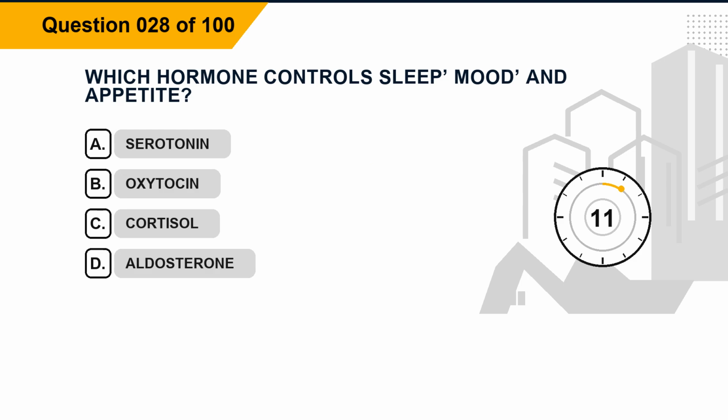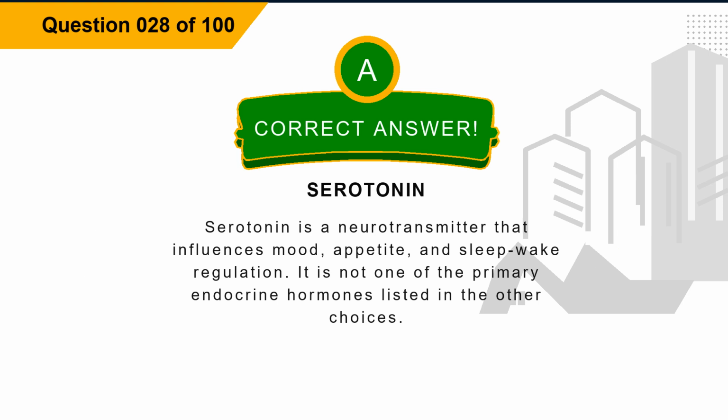Question 28. Which hormone controls sleep, mood, and appetite? Option A, serotonin. Option B, oxytocin. Option C, cortisol. Option D, aldosterone. The correct answer is option A, serotonin. Explanation: serotonin is a neurotransmitter that influences mood, appetite, and sleep-wake regulation. It is not one of the primary endocrine hormones listed in the other choices.